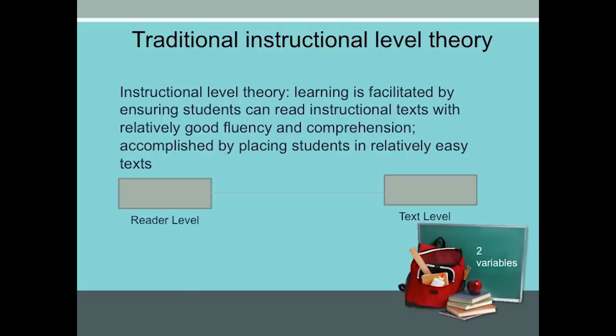The traditional theory said that there were two things you had to worry about. How well does the kid read? How tough is the book? If you can bring those into the right balance, you're going to get learning. And we do get learning, just not as much as we might get some other way.